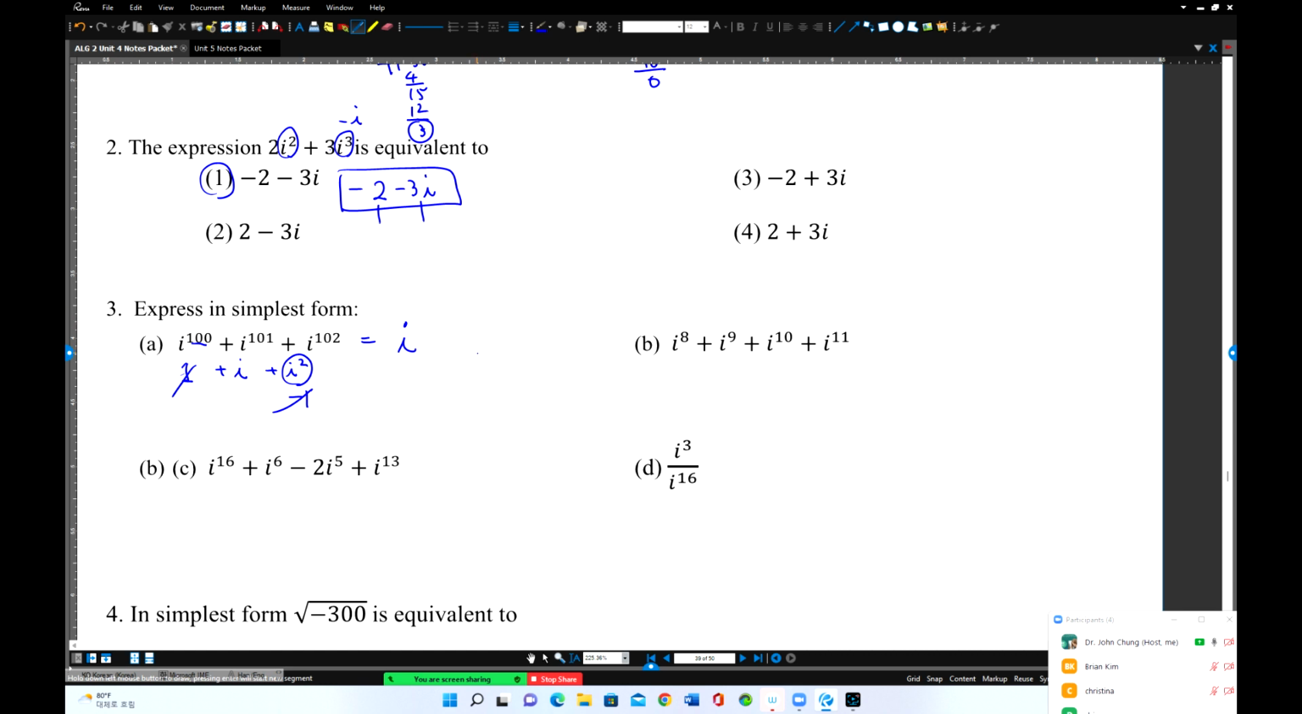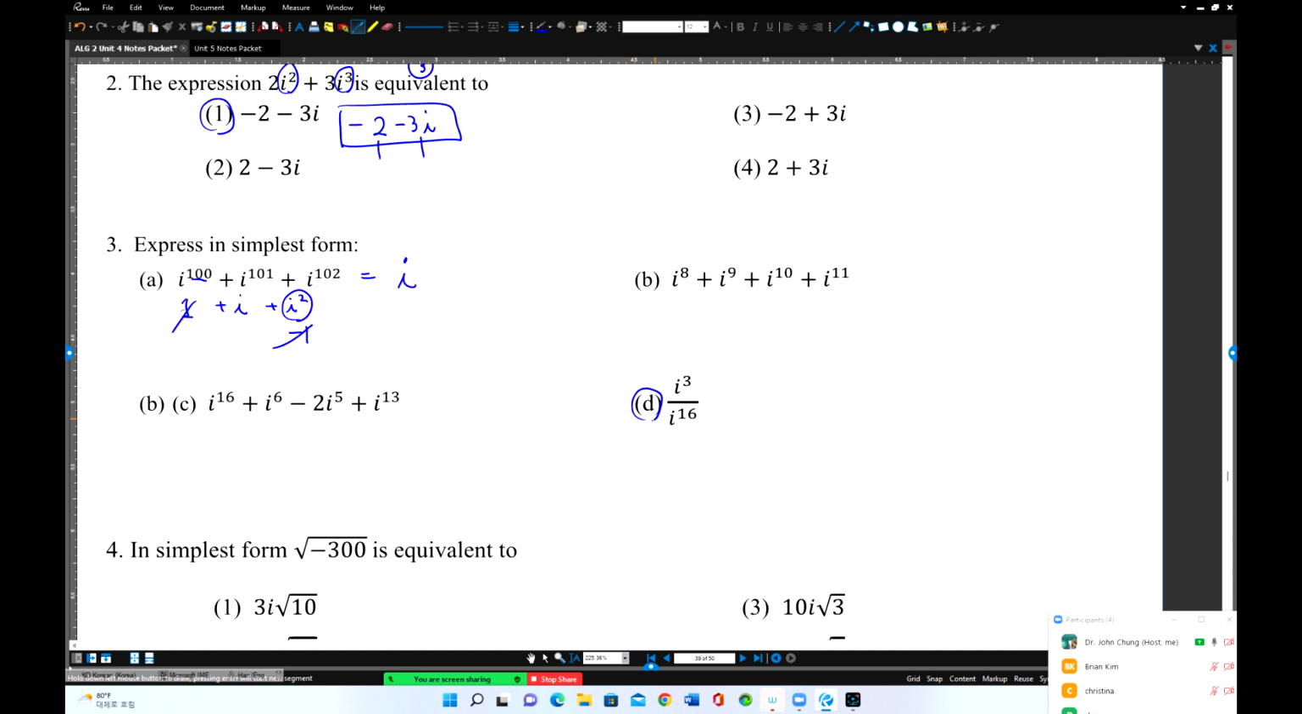Okay. Number D. i cubed is how much? Negative i. i to the 16 is what? 16 divided by 4 is what? 0. That is 1. That equals negative i. Okay.